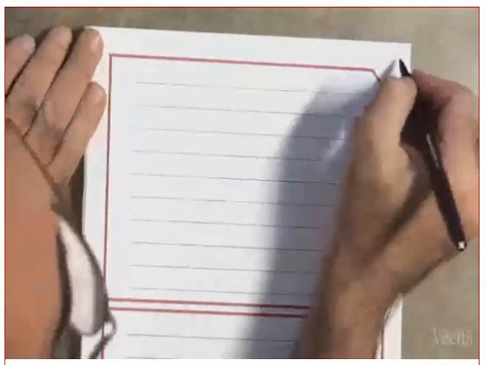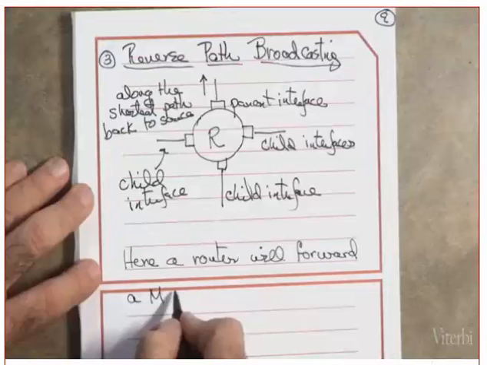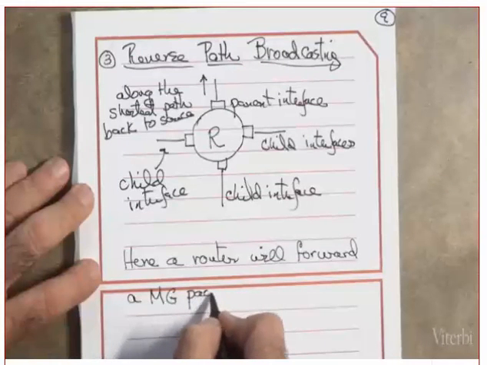He will not send it to him. By the way, he will not send it to here because R3 knows that R2 is not the next hop router back to the source. The previous hop is R1. So neither this one sends it to this, nor this one sends it. Clear? Okay.